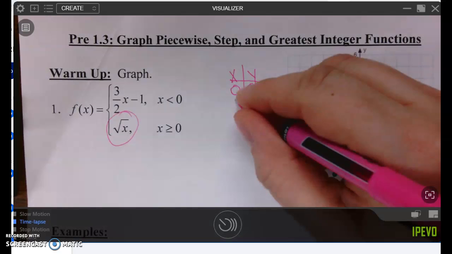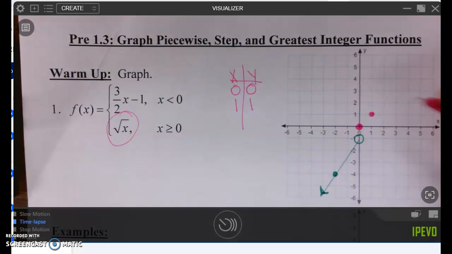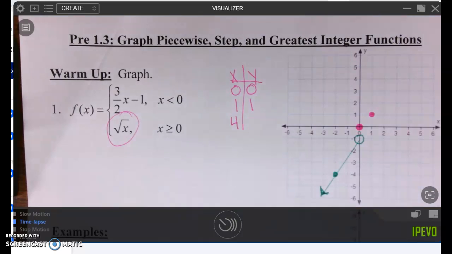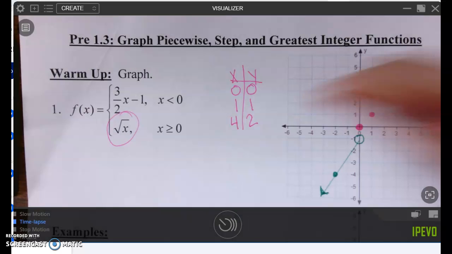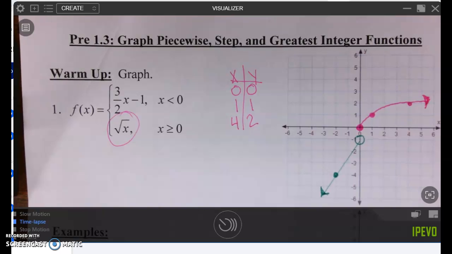If I square root 1, the square root of 1 is 1. The next perfect square will be 4, so that'll probably be the next one I choose. The square root of 4 is 2. And so 4, 2 is the next point. And the square root function is kind of your parabola turned on its side, just the top half of it. And it goes all the way to the right.